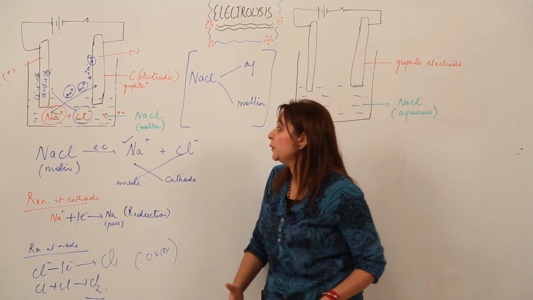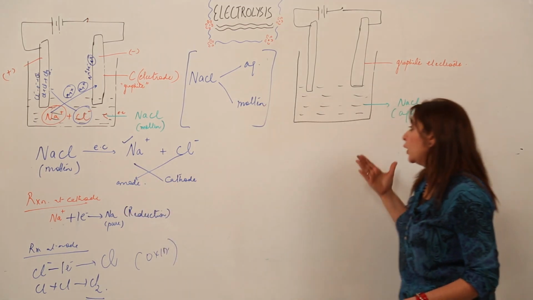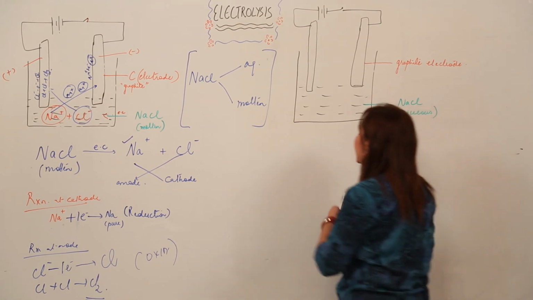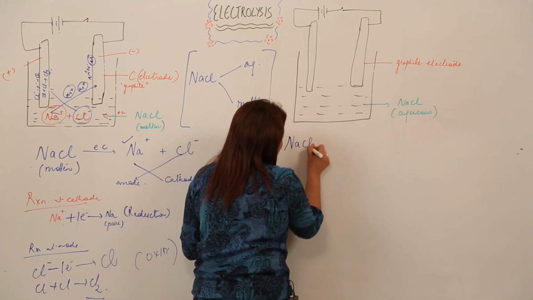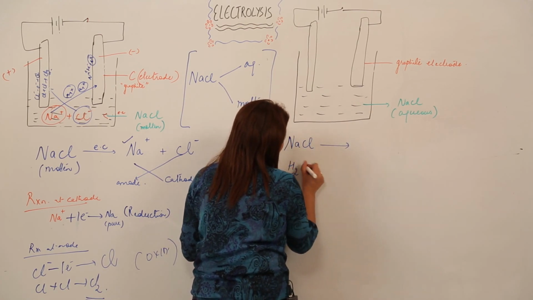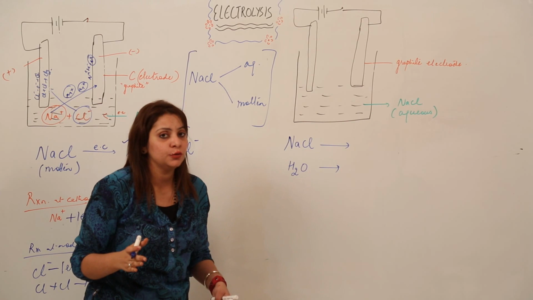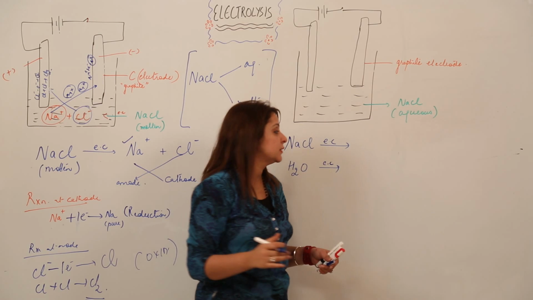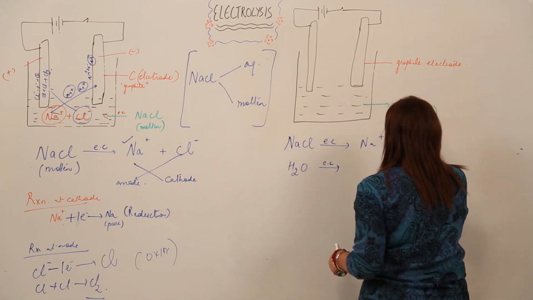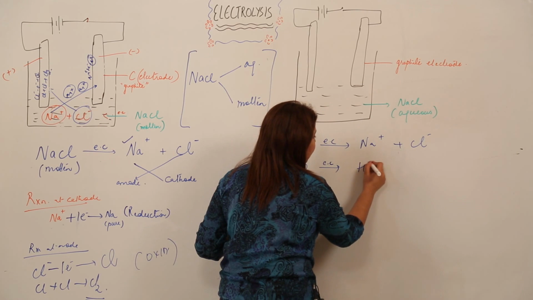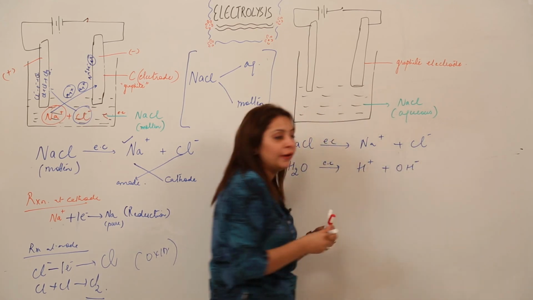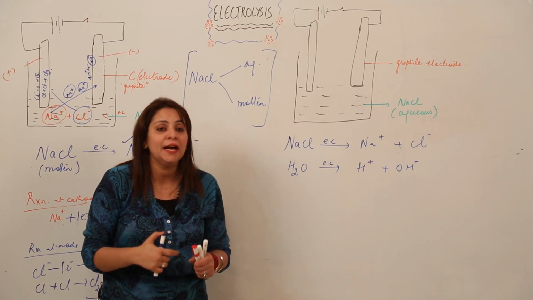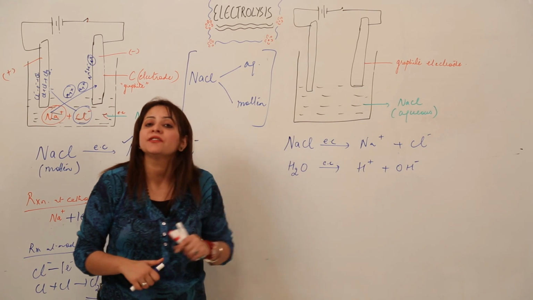Now, what is the difference between the electrolysis of molten NaCl and the aqueous one? Just look at the board carefully. Now we have aqueous NaCl. Aqueous means it has NaCl and along with that there is water too. So when we pass an electric current, both of them will get dissociated. It will form Na positive and Cl negative. Similarly, it will form H positive and OH negative, because both dissociate to form ions on passing electric current.